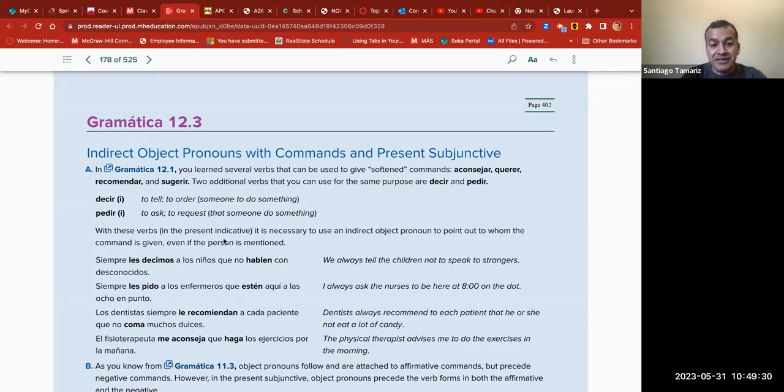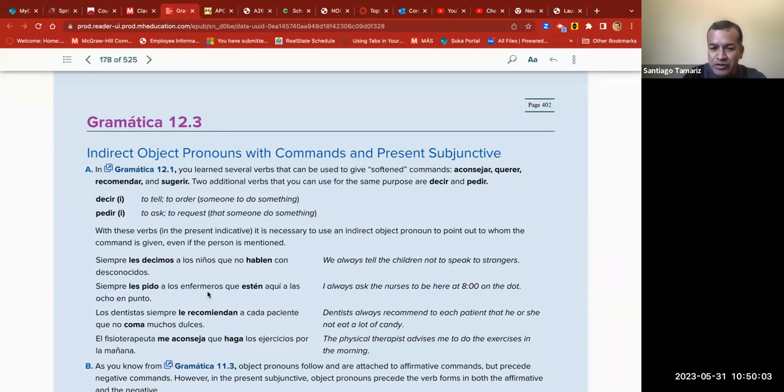With these verbs in the present indicative, it is necessary to use an indirect object pronoun to point out to whom the command is given, even if the person is mentioned. For example, siempre les decimos a los niños que no hablen con desconocidos. Les, a los niños. Indirect object pronouns are required, even if we know that indirect object already, like here, los niños. We always tell the children not to speak to strangers.